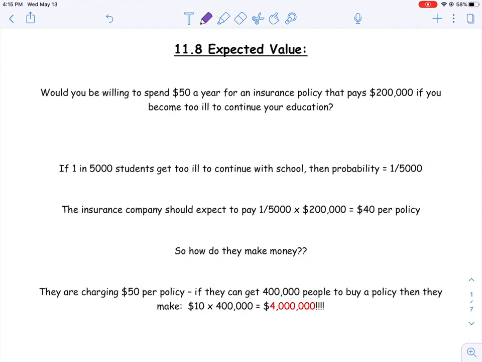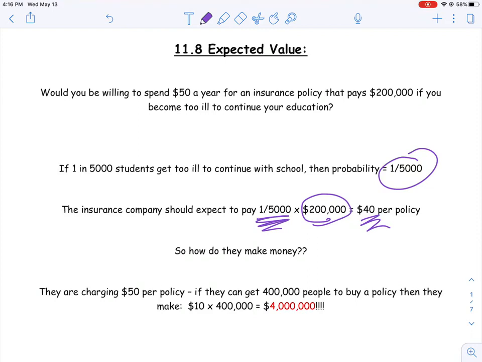Well, let's say 1 in 5,000 students ends up getting too sick to continue going to school. Then the probability would be 1 out of 5,000 that you're going to use this policy and get the $200,000. So if I was the insurance company, I'm expected to pay that $200,000 for every 1 in 5,000 students, right? I take the probability, I multiply it by how much I have to pay out, and that averages to about $40 per policy. So how do insurance companies make their money then, if they're going to end up paying $40 per policy for every single one on average, right?